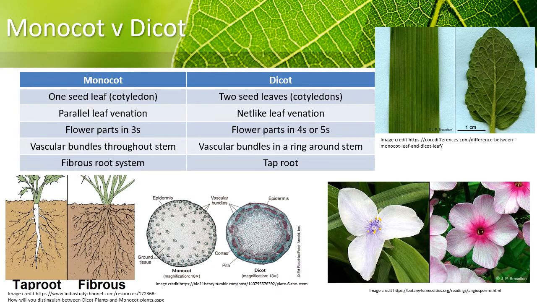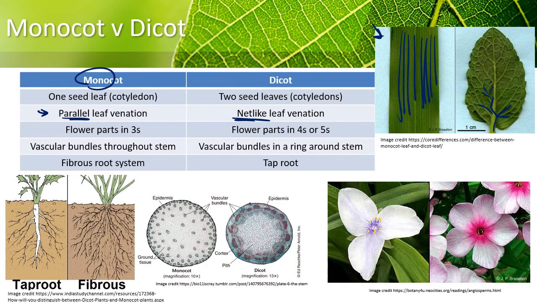There are more differences between monocots and dicots beyond just those seed leaves. They also will have different leaf patterns. So our monocots will have parallel leaf venation. Looking at this picture over here, you can see how the veins in the leaf are all parallel. That's different from the net-like leaf venation in dicots. The veins branch out like this.